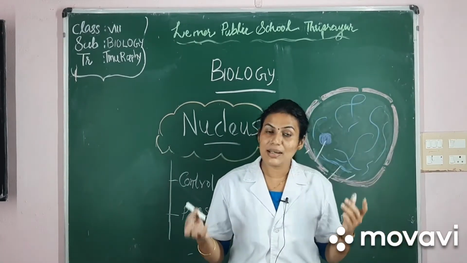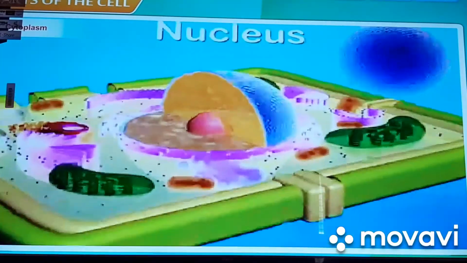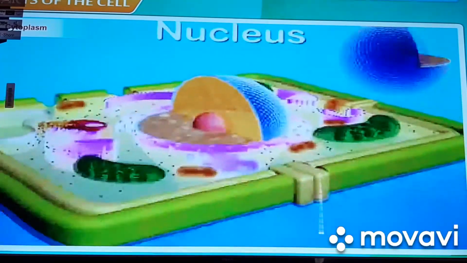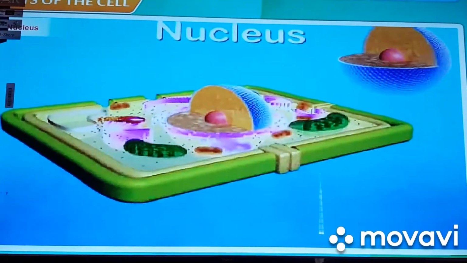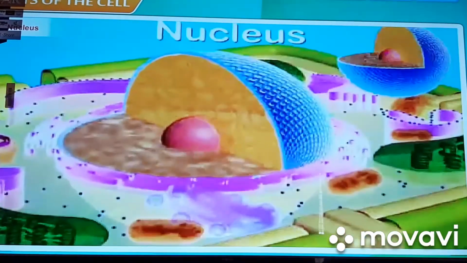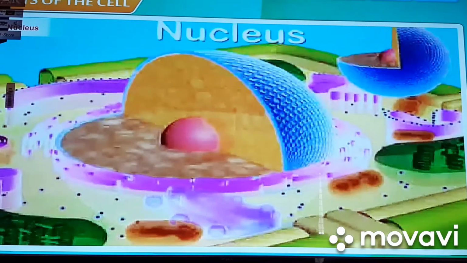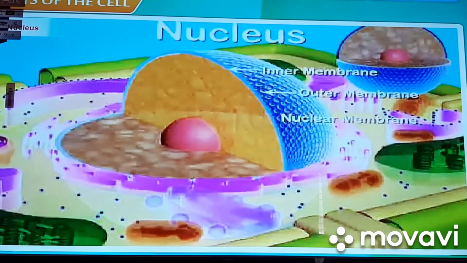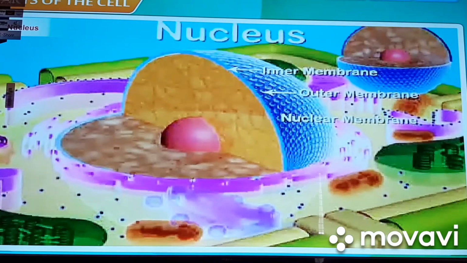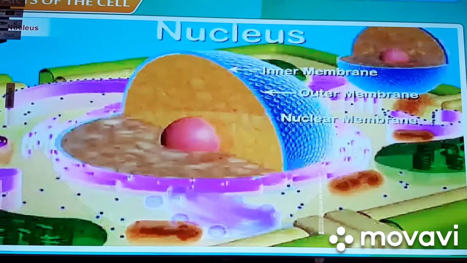So children, let's summarize what we have learned in today's class. Nucleus is the most important component of the living cell. Nucleus is a large and spherical structure present in all cells. After staining, it can be easily seen with the help of a microscope. In animal cells, the nucleus lies at the center of the cell, whereas in plant cells, it is present at the periphery of the cell due to the presence of a large vacuole. The nucleus consists of the following 4 parts.